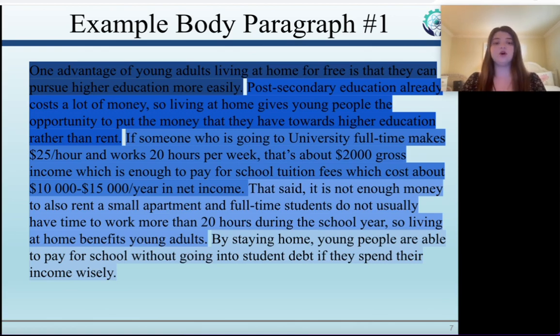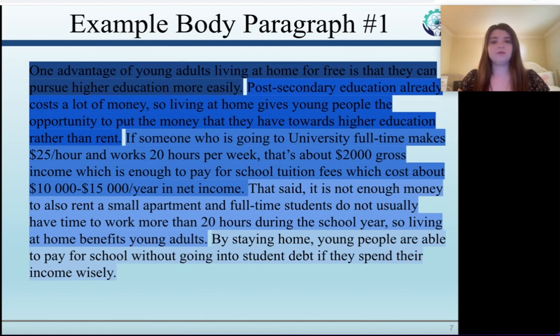If they're living at home, not paying rent, they can put their paychecks mostly towards their tuition fees instead of the money they're making going towards paying rent, and so then there's less left for them to pursue higher education. They don't have as much money, so then they end up going into debt. We don't have to go into that great detail, but it does give that explanation of, oh, here's how living at home for free helps people pursue higher education, because without that explanation it might confuse some people.